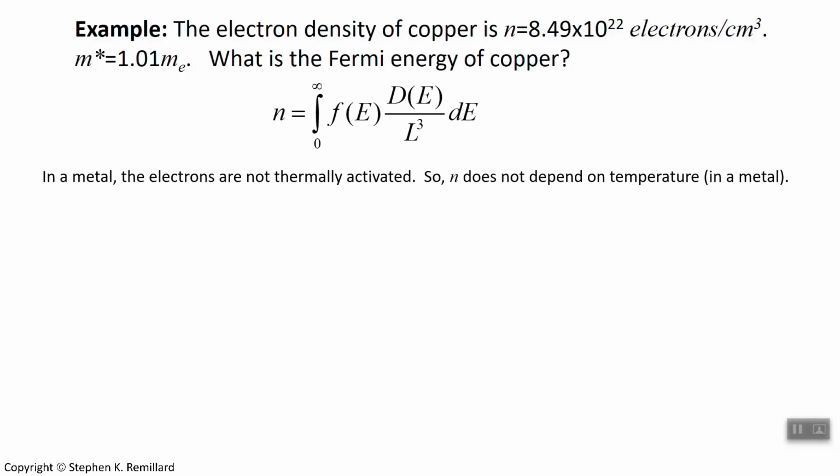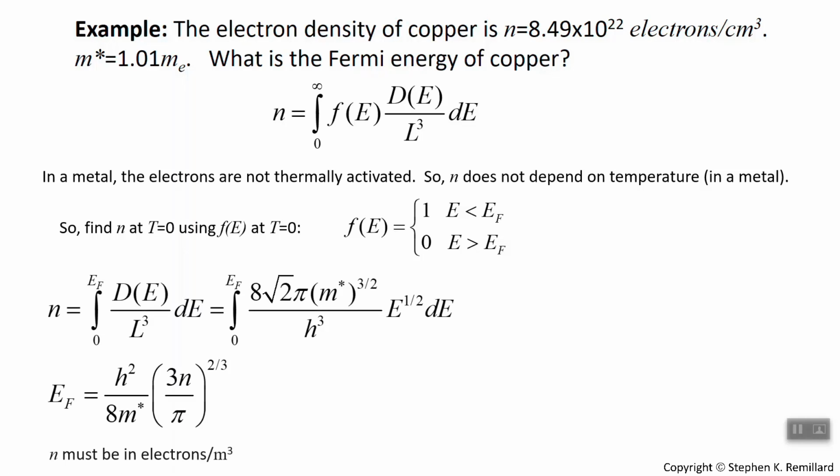The Fermi function at 0 temperature is a very simple thing. It's just a step function, so it equals 1 for energies less than the Fermi energy, and it equals 0 for energies greater than the Fermi energy. So I can replace the integral from 0 to infinity of f of E times that stuff with the integral from 0 to the Fermi energy of d of E over L cubed. So that's my rewrite, accounting for the fact that f of E is a step function from 0 to E sub F. That's not a hard integral to solve.